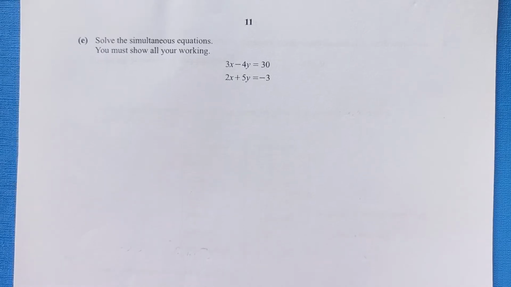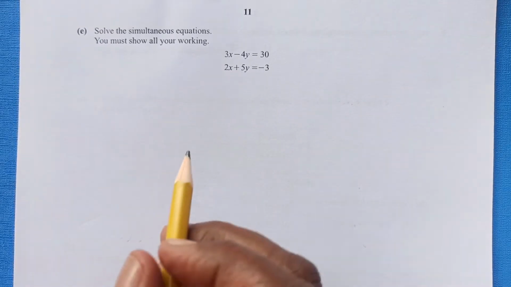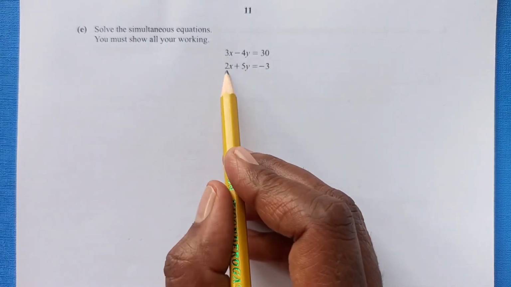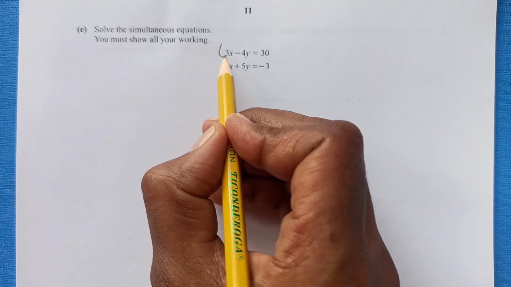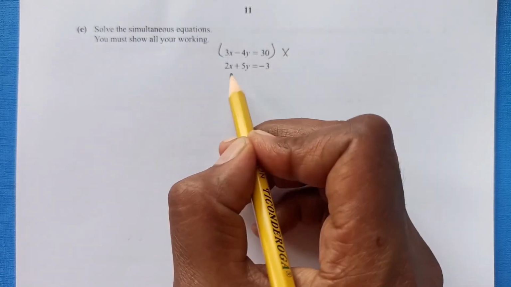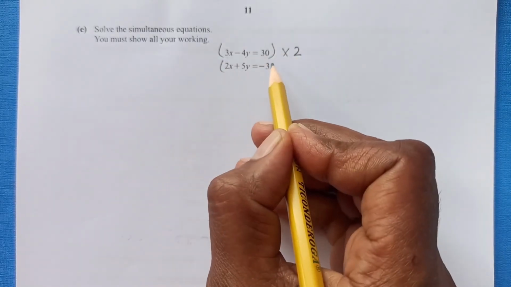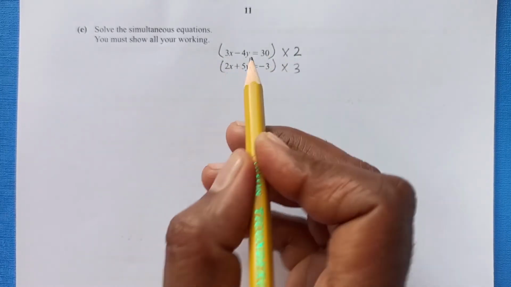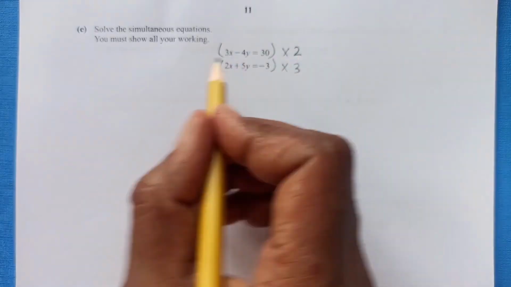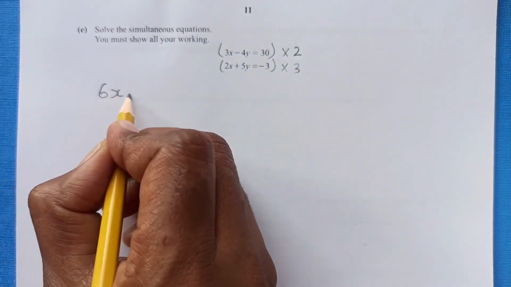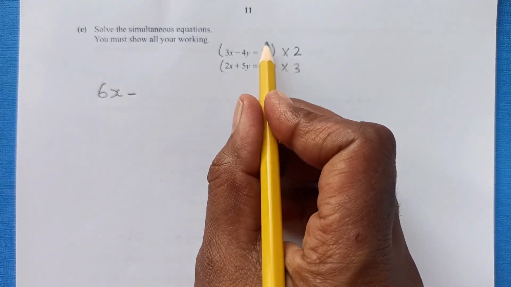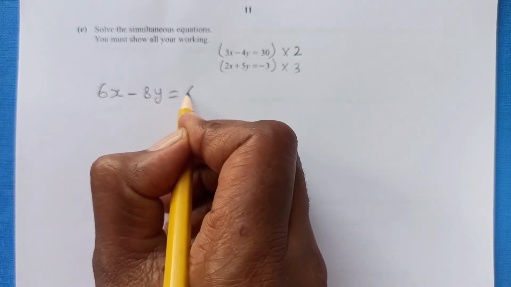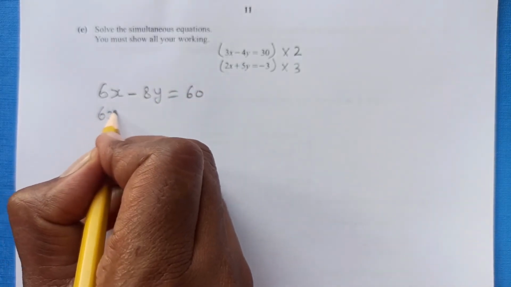Question 11 part E, solve the simultaneous equations. We are given these simultaneous equations. We can make one of the coefficients the same. If I multiply this whole equation by 2, and I multiply this equation by 3, then this will become 6 and this will become 6x. So let's rewrite this. When you multiply this, this is 6x minus 4 times 2. This 2 will be multiplied throughout the equation. So 4 times 2 is 8y equals 60. Then this will be 6x.